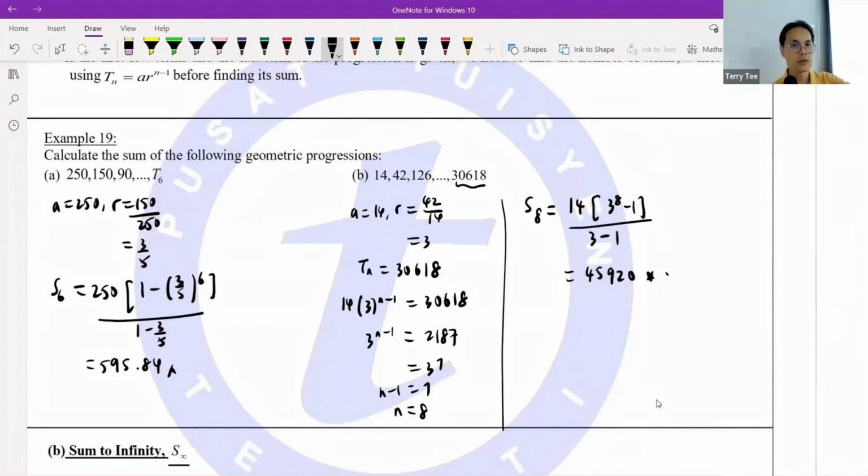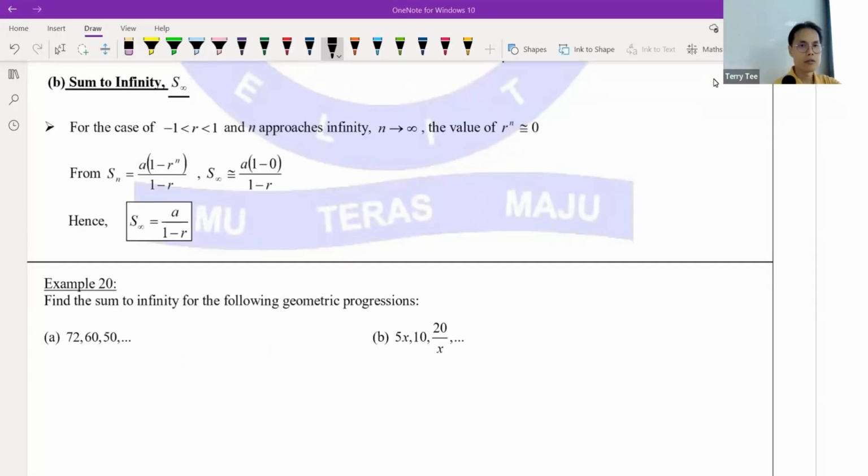Okay? For the case of R between -1 and 1, when your n approaches infinity, we can replace R to the power n with 0. So this sum becomes A divided by 1 minus R. This is the formula for sum to infinity.